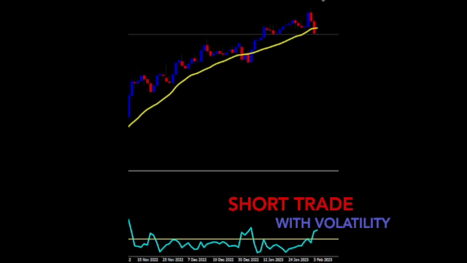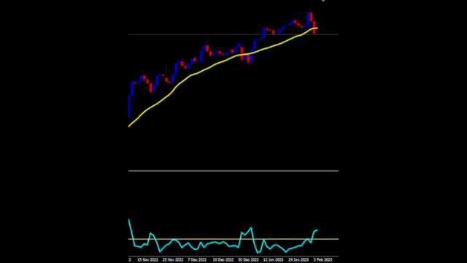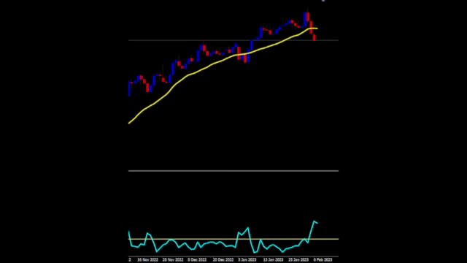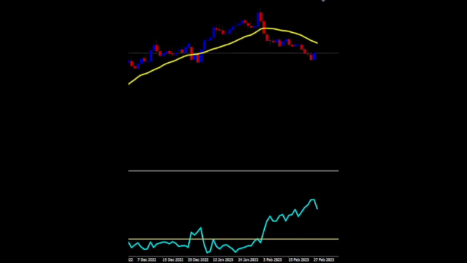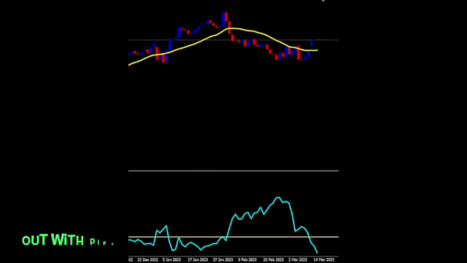Alrighty then. We didn't catch any of that move to the upside, but we've got a new short signal with confirmed volatility. Let's saddle up and see where this takes us. Okay, not too bad. We scored some pips on that short trade.